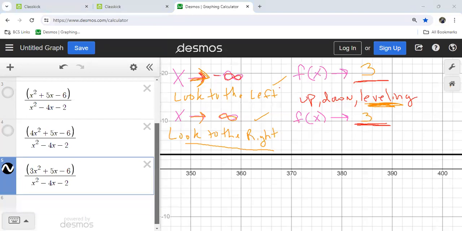Hopefully that helps you understand end behavior and the way that we ask certain statements of this, especially when it comes to x approaches negative infinity and x approaches positive infinity. Just remember, you have to decide: is it going up, down, or leveling? Then you find that information. Is it going to infinity, negative infinity, or leveling off at a specific number?